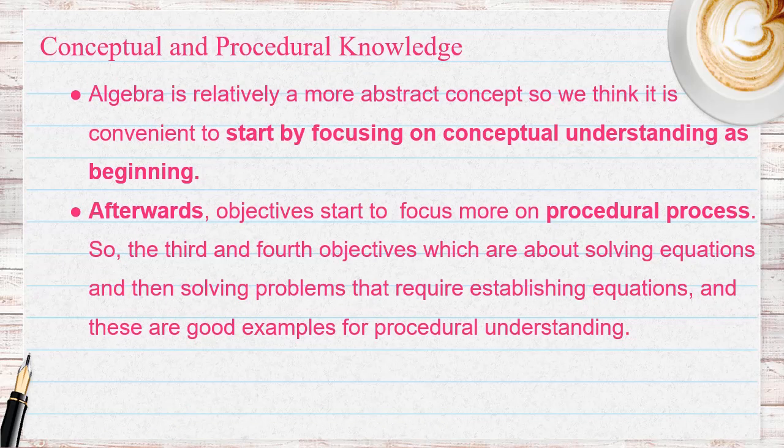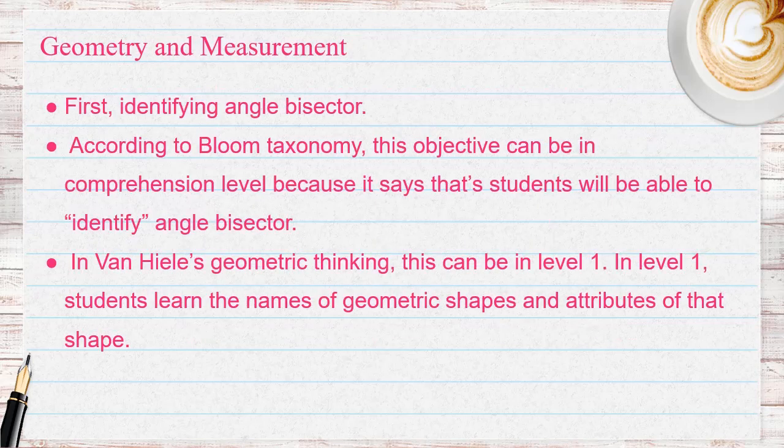In the algebra unit, it starts with conceptual understanding, then it focuses on procedural understanding. In the geometry unit, it starts with angle bisector. This objective is at the comprehension level for Bloom's taxonomy. In Van Hiele, it is in level 1.